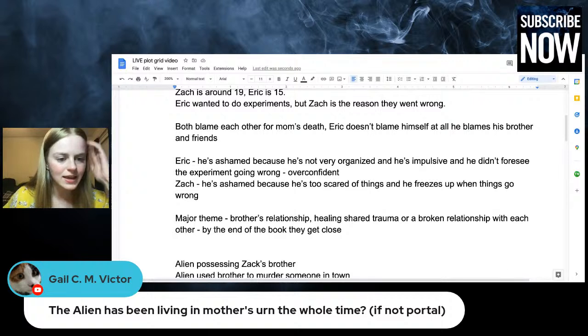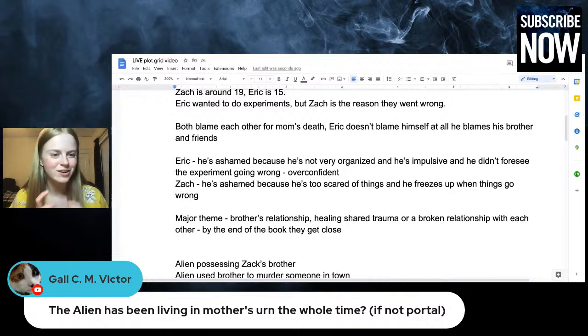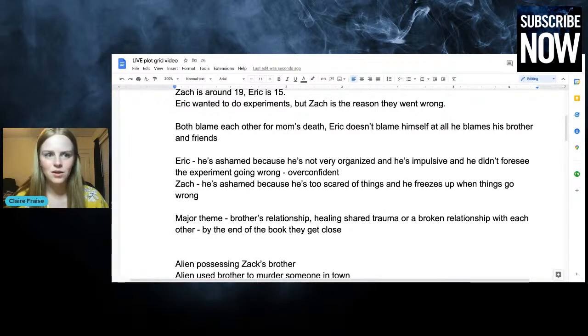Let's see. Gail said the alien has been living in the mother's urn the whole time, if not a portal. Oh, I also like that. Has like kind of festering or something and growing in power. I like that after the explosion, the alien was living in the house, and it was kind of like a ticking bomb as to when the alien will eventually be powerful enough to infiltrate the family or something.